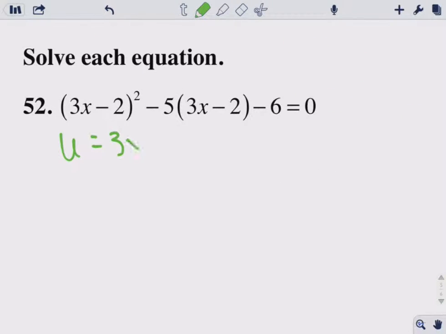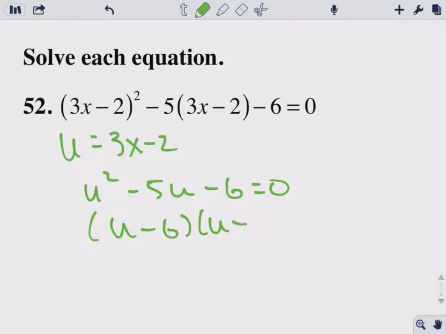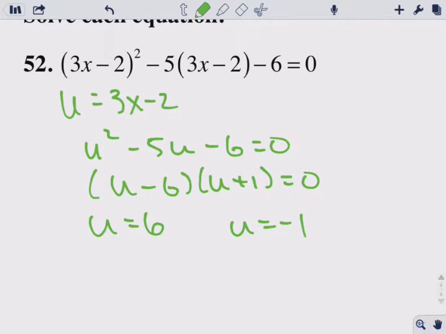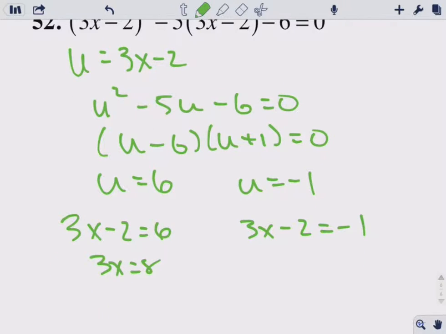Let's solve these. U is equal to 3x minus 2. So I get u squared minus 5u minus 6 is equal to 0. That factors: u minus 6, u plus 1 is equal to 0. So u is equal to 6 or u is equal to negative 1. And so that means 3x minus 2 is equal to 6, and 3x minus 2 is equal to negative 1. 3x is equal to 8, so x is equal to 8 thirds. 3x is equal to 1, so x is equal to 1 third. And there's that one.